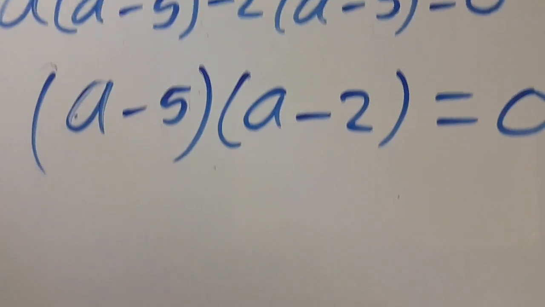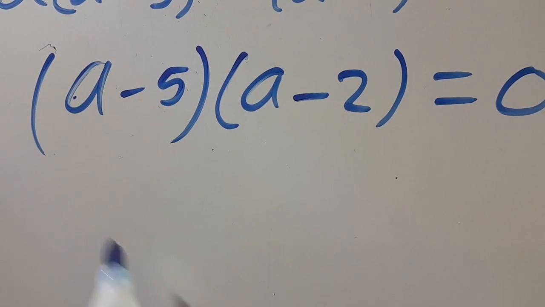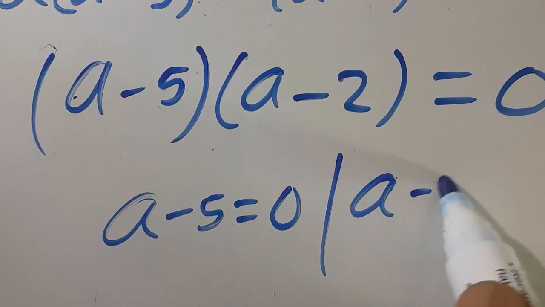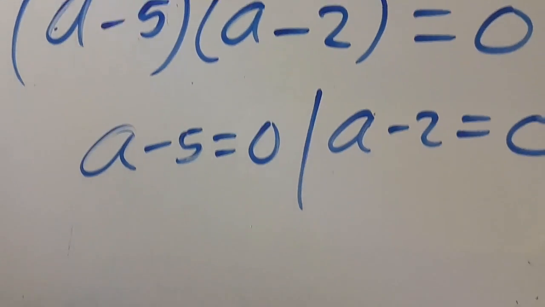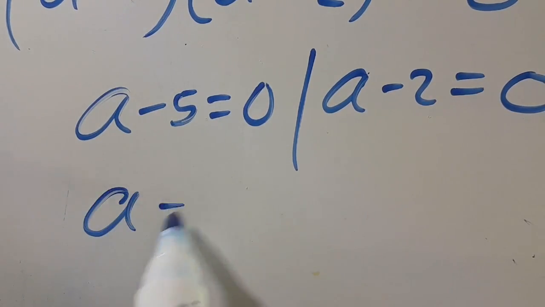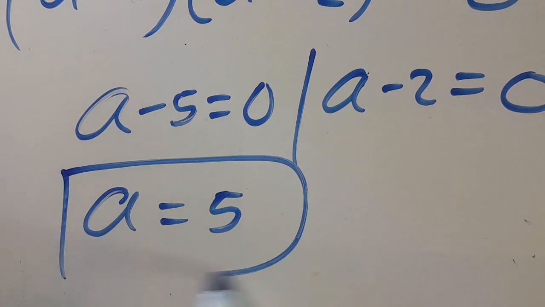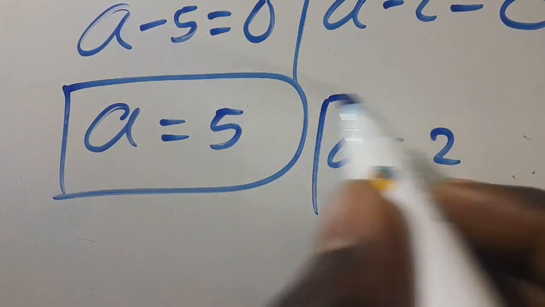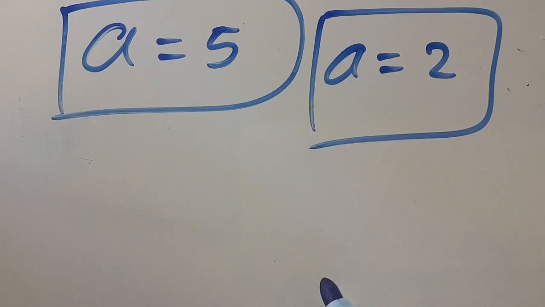Then everything equals 0. So from here, either we have a minus 5 equals 0, or we have a minus 2 equals 0. Now from here we have our a equals 5 as this. We also have our a equals 2 as this. But let us check.